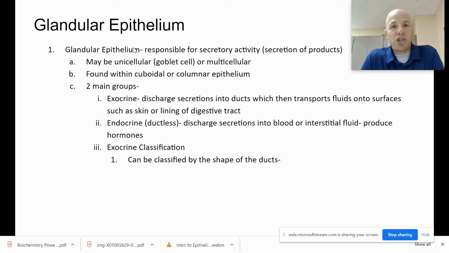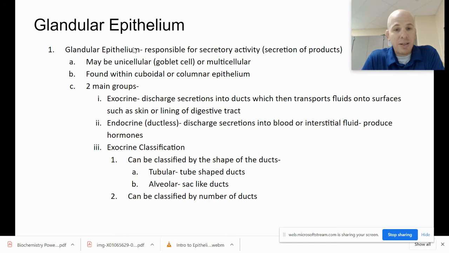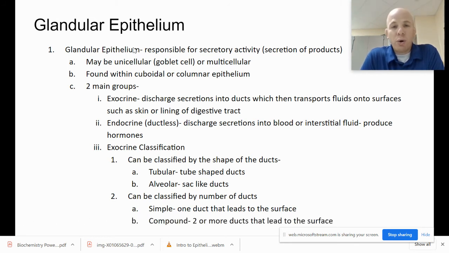You can divide it by the shape of the duct. Let me pull up all these. Tubular would be basically a tube-like duct, and then alveolar, and you may even see the word acinar, ACINAR, that is the same thing as alveolar. So sac-like ducts. I'm going to show you some pictures in a minute, so don't be too concerned right now. They could also be classified by the number of ducts. So simple, we got that word again, is when it has one duct. And then compound, two or more ducts.